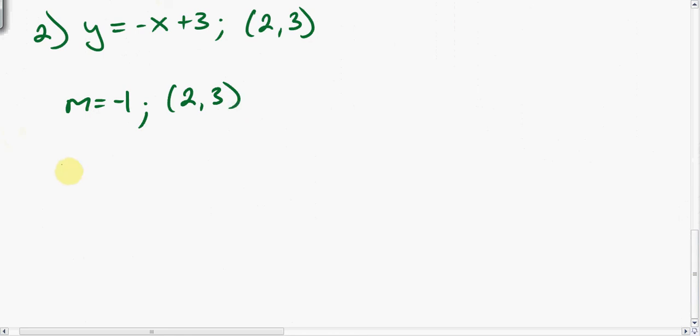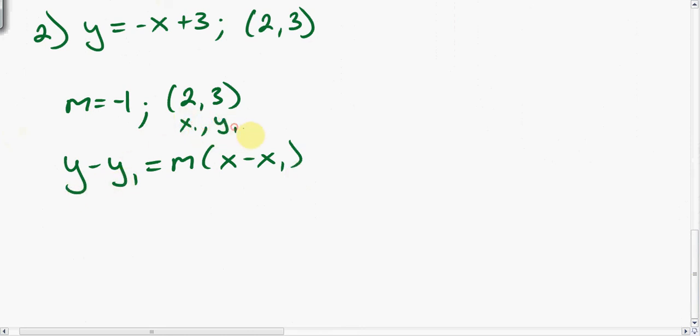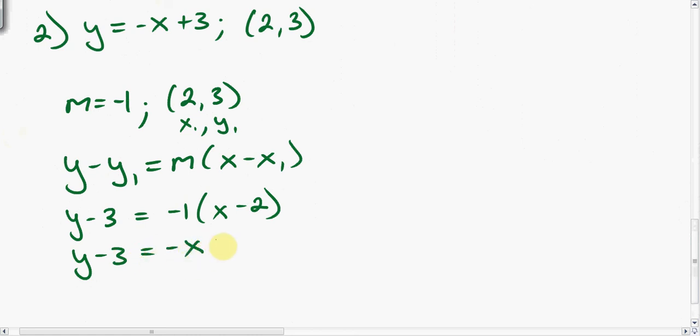So again, I'm going to start out with using my point-slope form, which is y minus y1 equals m times the quantity x minus x1. Plug in the values, so remember this is x1 comma y1. My y1 takes a value of 3, so y minus 3 equals -1 times x minus 2. So I'm going to distribute in my -1, so I've got y minus 3 here equals -x plus 2, because -1 times x is -x, -1 times -2 is positive 2.